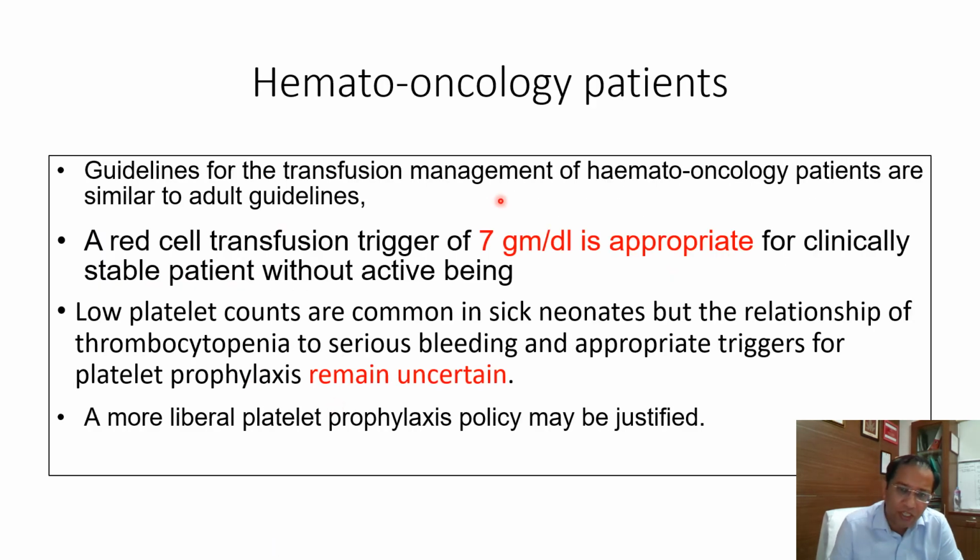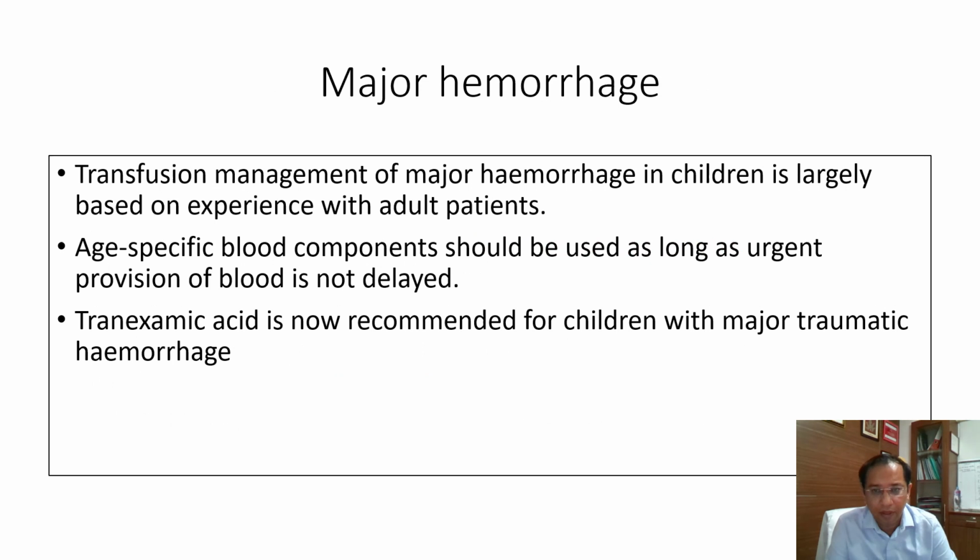For hematology patients also, the transfusion trigger of 7 gram per deciliter is appropriate, but the guideline needs to be followed. Wherever the patient is sick or there is a sick neonate, and the relationship of thrombocytopenia to serious bleeding and appropriate trigger remains uncertain, you need to give platelets, and that's why a more liberal platelet prophylaxis policy may be justified.